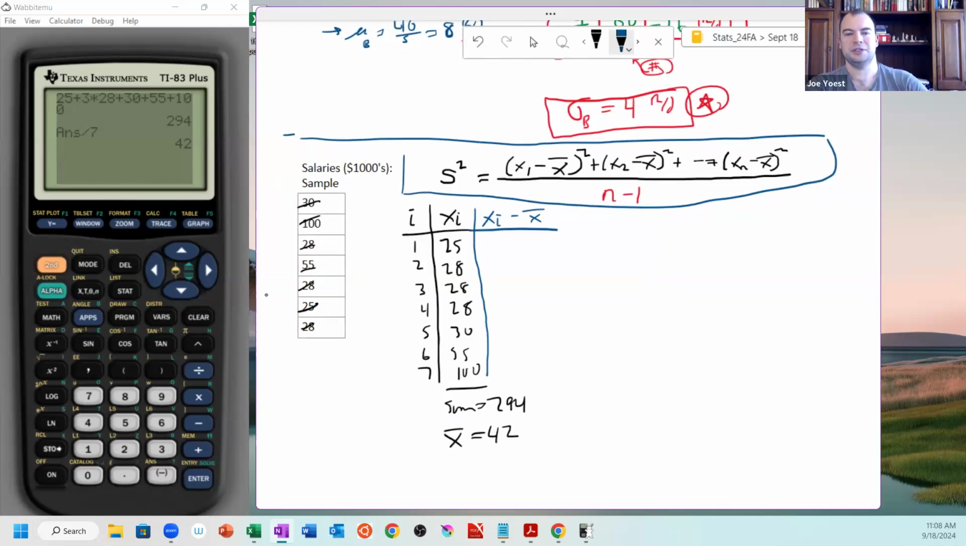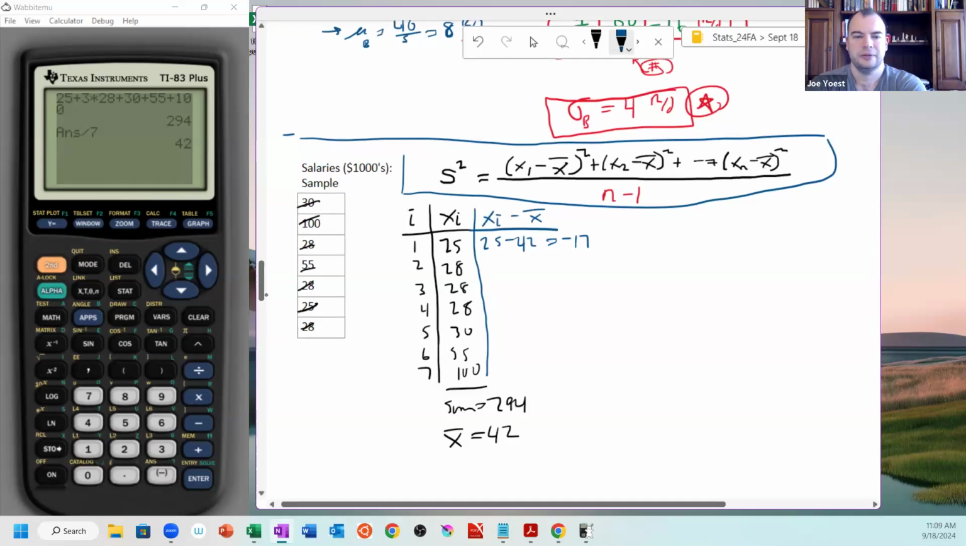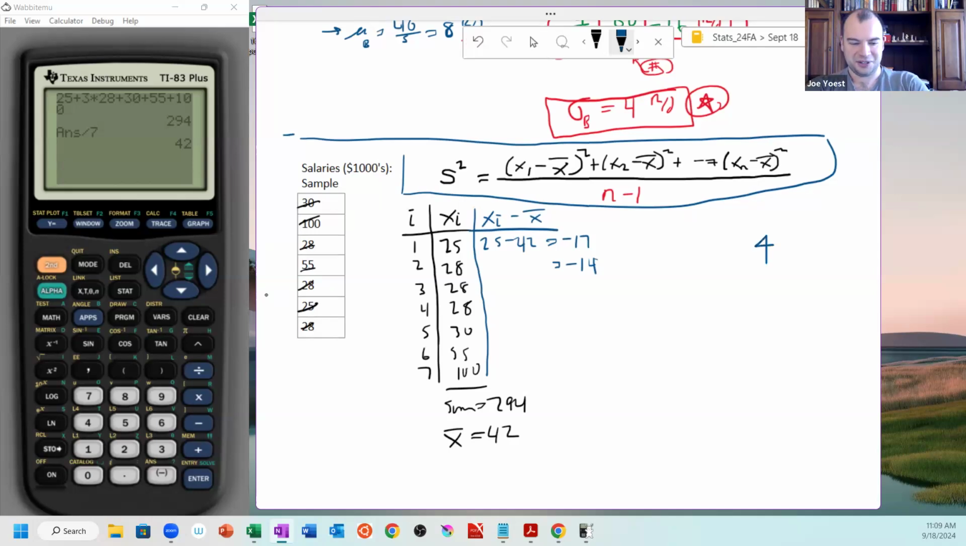So I make another column for xi minus x bar, 25 minus 42. And I think that's 17, but with a negative. I have these in increasing order, so I know that if I go up 3 on my xi, I get 3 units closer to 42, so this should be negative 14. The number 4 comes up so often, and OneNote just loves to make my 4s into 9s. I should start doing the 4 that looks like that or something, but it just never looked right to me for some reason.